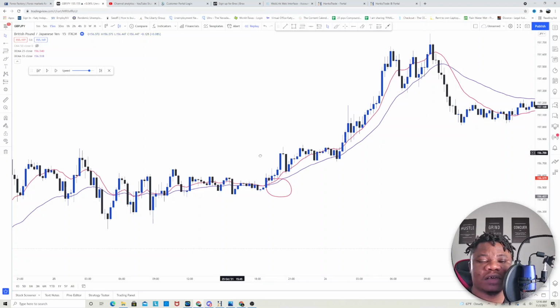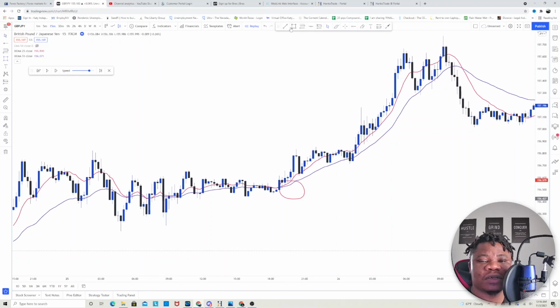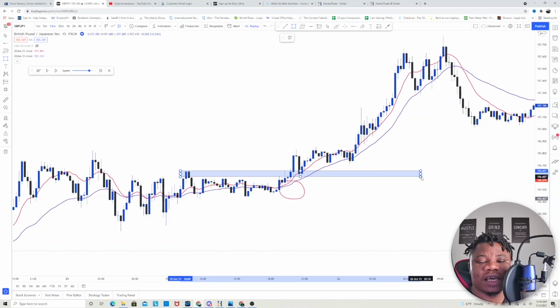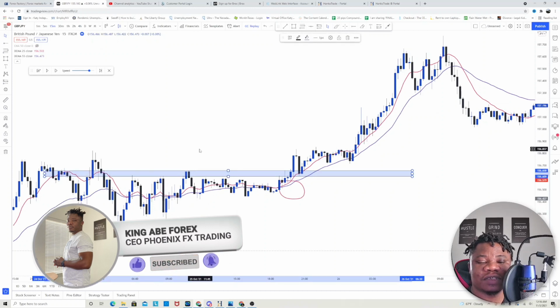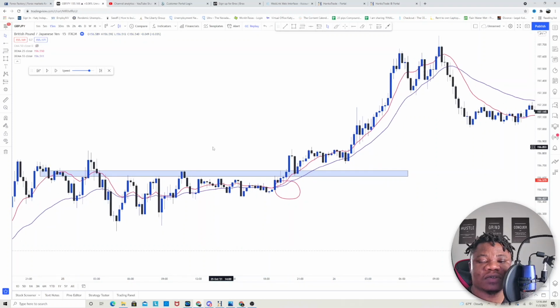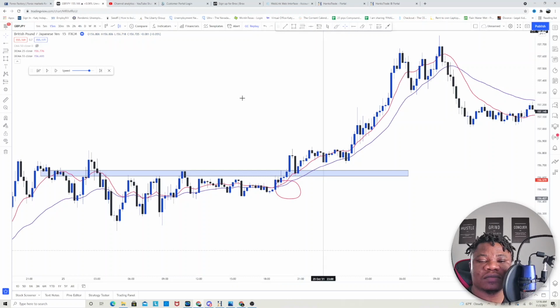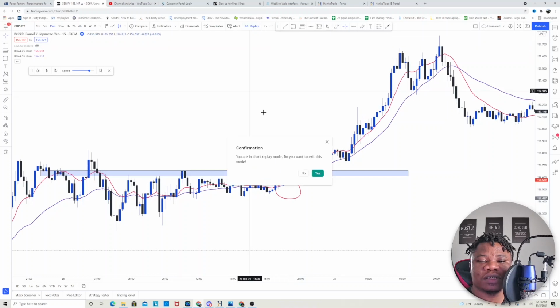And over here, before we get in our buy position, we can see that we have a resistance zone here, and we're clearly above the 25 and the 55 double EMA. So that's our resistance zone right there. So now I'm going to put this in replay mode and show you guys where your entry is going to be. So let's put this in replay mode, and let me show you guys where your entry is going to be.